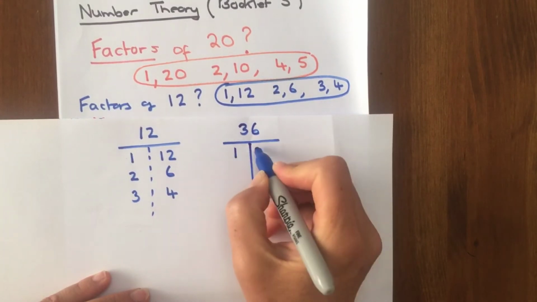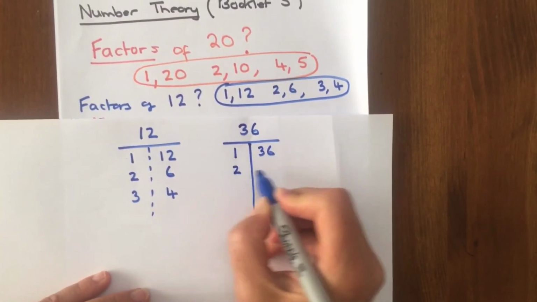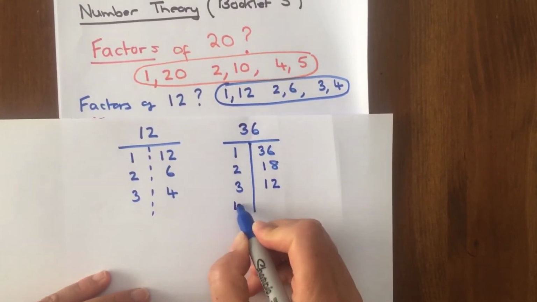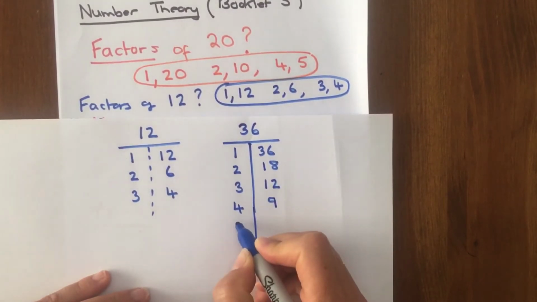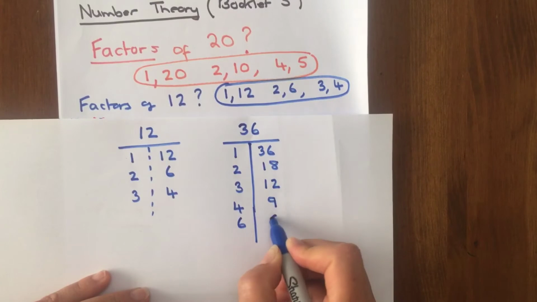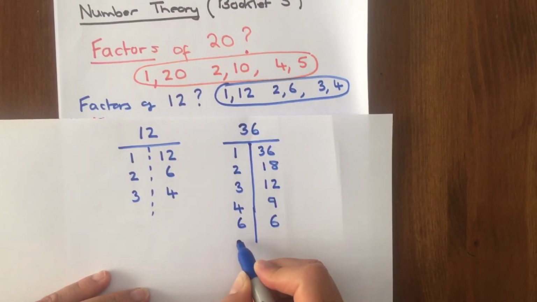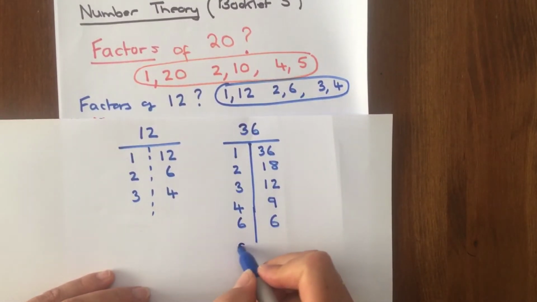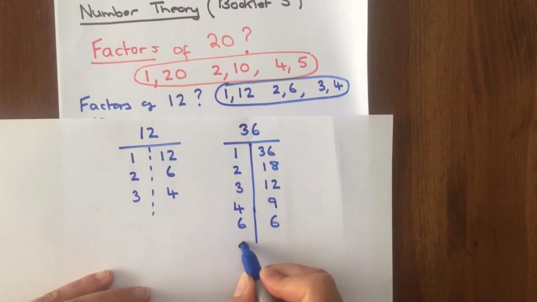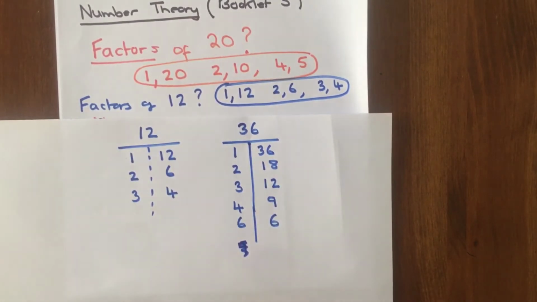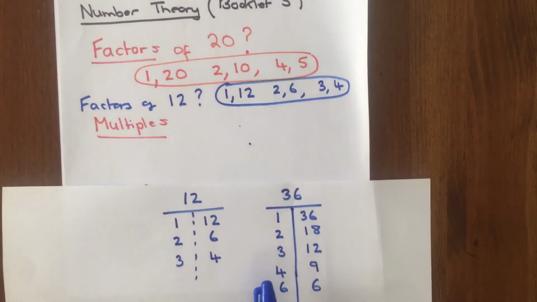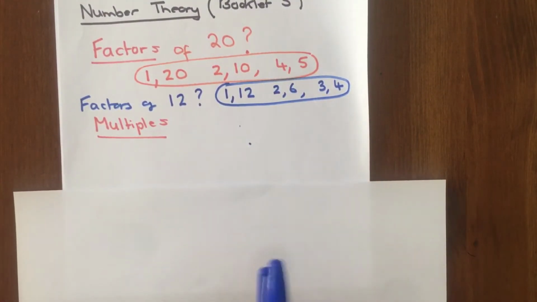I start off with 1. I've got 1 times 36, and I go to 2. 2 times 18, and I go to 3, 3 times 12, and I go to 4, 4 times 9, 5 doesn't fit in, 6 times 6, 7 doesn't go in, 8 doesn't go in, 9 goes in, but I've got it already. So once I get back to a number like 9, I stop because I've already got 9 in my solution. Okay? So factors, and that was the method we did in class when I taught that to you when we were on booklet 5.